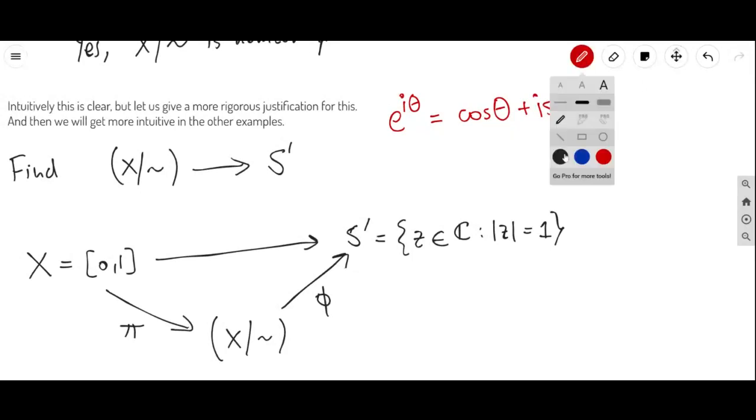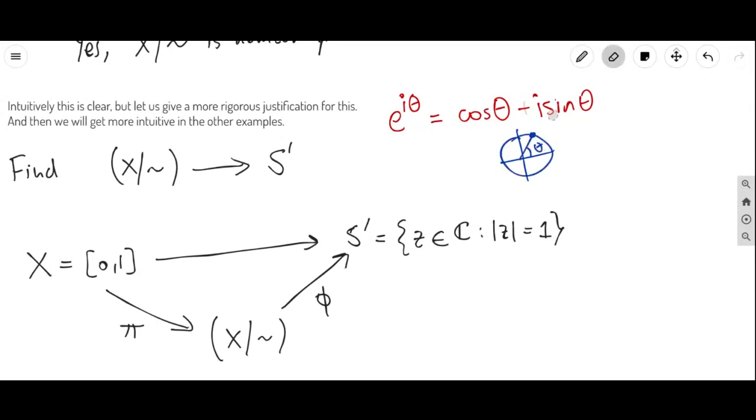That's going to give you a point. If you have a unit circle, and this is theta, then that will give you a point on the unit circle with that angle, because the real part, the horizontal component, is cosine theta, and the imaginary part, the vertical component, is the sine of the angle. As theta goes from 0 to 2 pi, you go around the entire circle. Now, because we're mapping from 0 to 1, we're just going to rescale everything by 2 pi.